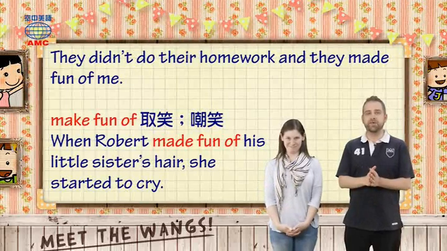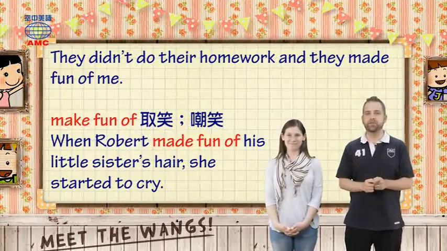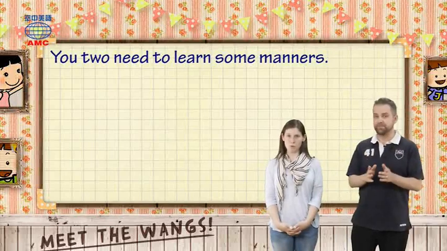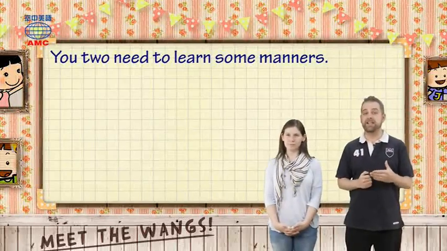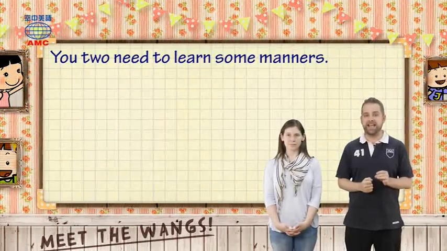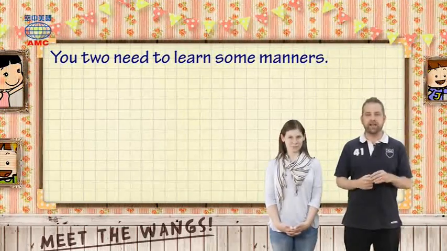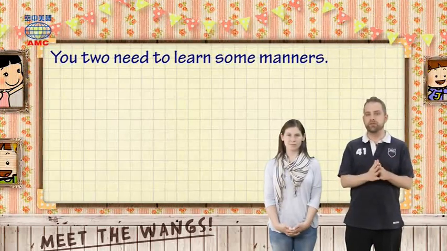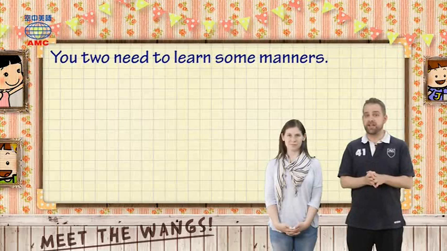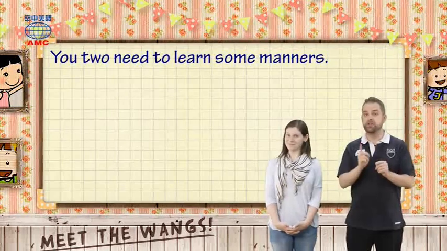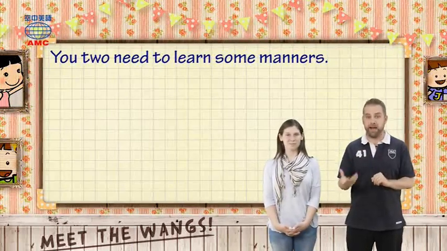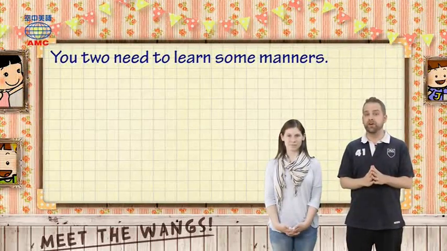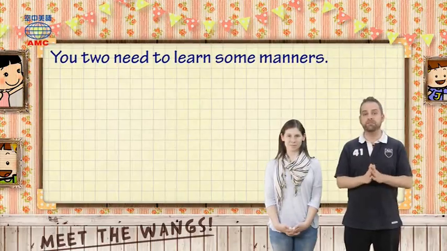Okay, Mr. Wang then steps in and he tells the twins, you two need to learn some manners. Oh. Okay, manners is a noun. It's spelled M-A-N-N-E-R-S. And when we use the word manners in this way, we always use it with the plural S. So we say, you have good manners, not you have a good manner. Okay, we say manners, and it's our next word power word, so let's find out more about what it means.